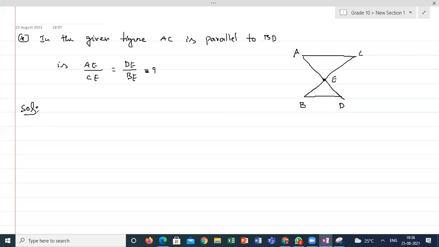Can you try this question? Anyone, please, students? You understand the question? He's asking whether that statement is right or wrong. Yes, sir. Please solve this question.